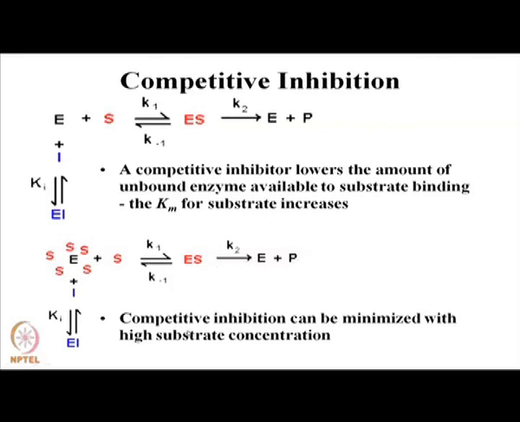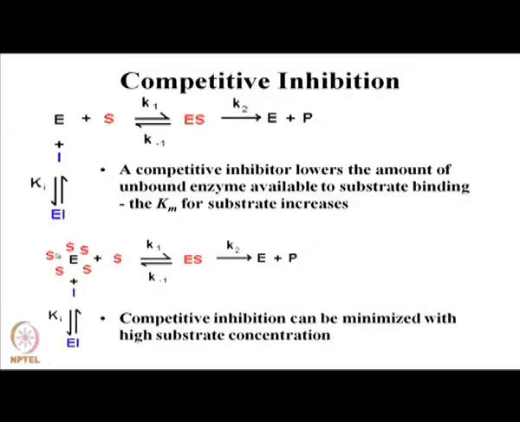So, competitive inhibition can be minimized with high substrate concentration. It cannot be eliminated, but the effect can be minimized with high substrate concentration. Okay? So, what is happening for your competitive inhibition? A competitive inhibitor lowers the amount of unbound enzyme available to substrate binding, and thereby Km for substrate increases. And if we increase the concentration of your substrate, then competitive inhibition remains, but the effect is minimized.